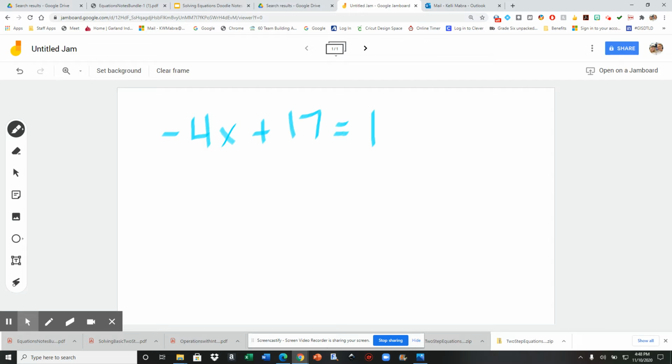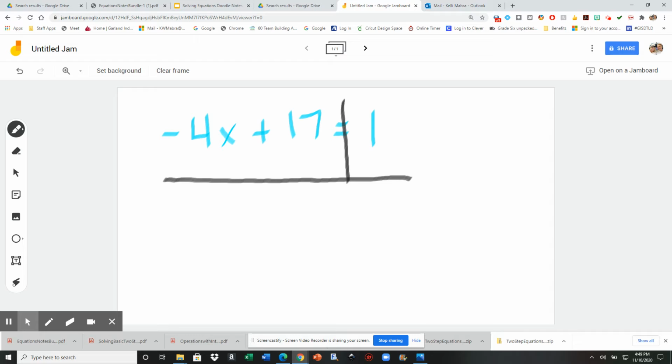Okay, so here's our problem. Negative 4x plus 17 is equal to 1. Okay, so the first thing I want to do is look at that and say, is my x by itself? Okay, is this x by itself? No, it is not. It has a negative 4 times x plus 17 equals 1.